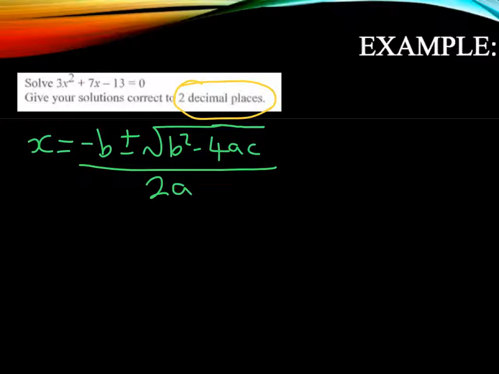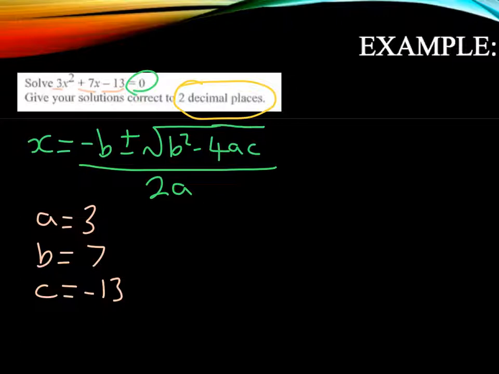Next, I'm going to write down what a is, what b is, and what c is. So a in my part is the number in front of the x squared, in this case 3. b is the number in front of the x, in this case it's 7. Notice it's positive 7, so I'm just writing 7 down here. And c is the bit at the end, in this case minus 13. I'm also checking that this already equals 0, because that's the format I'm looking for my quadratic equation to be in already. And in this case it is, so I don't need to worry about that anymore.